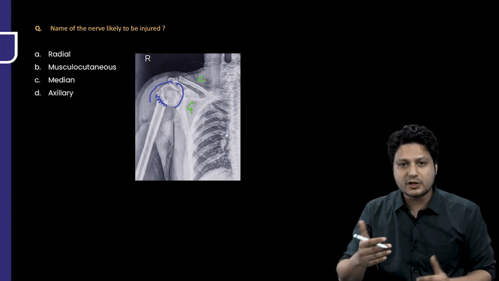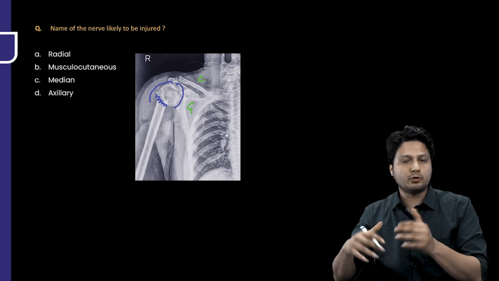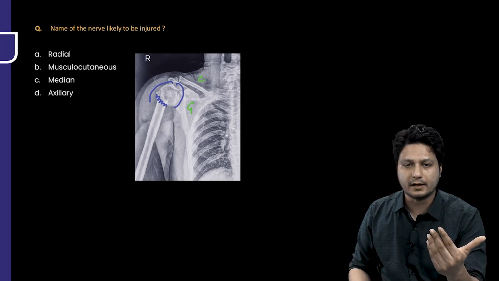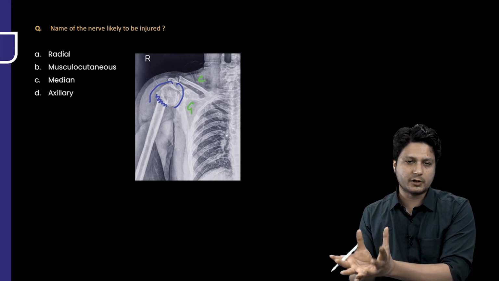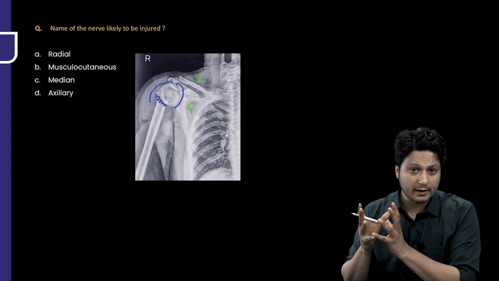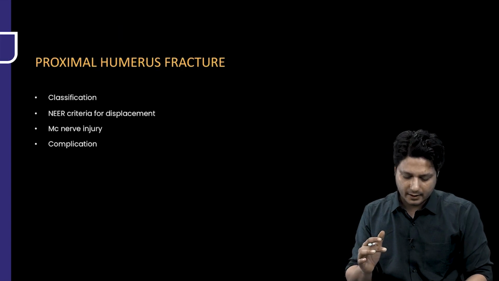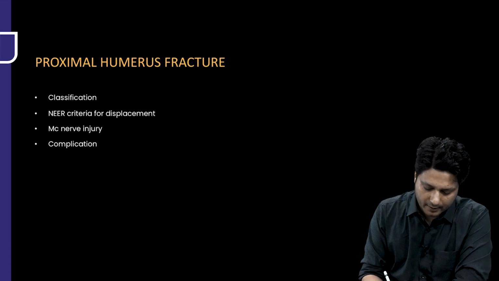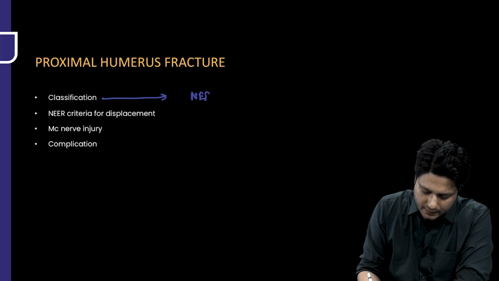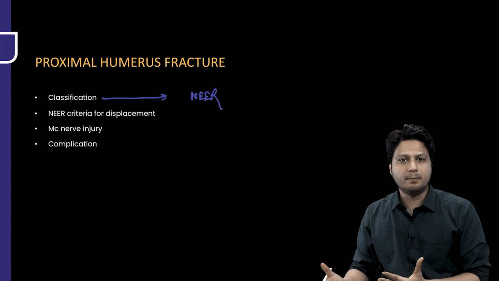And the name of the nerve which is lying in approximation to the proximal part of the humerus is the axillary nerve. Every time the examiner gives you this question, he wants to ask you what is the name of the nerve which is likely to get injured associated with this fracture. Alright. So let's talk about the fractures of the proximal humerus. Now, point number 1, what is the name of the classification? The name of the classification is Neer classification, N-E-E-R, simple.